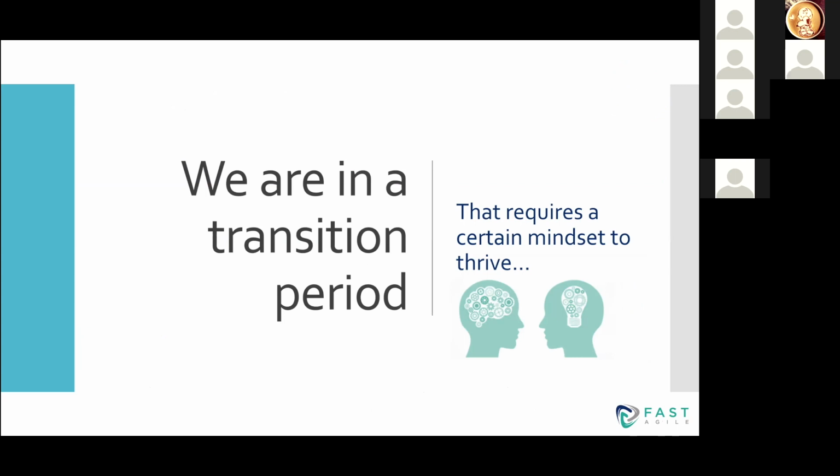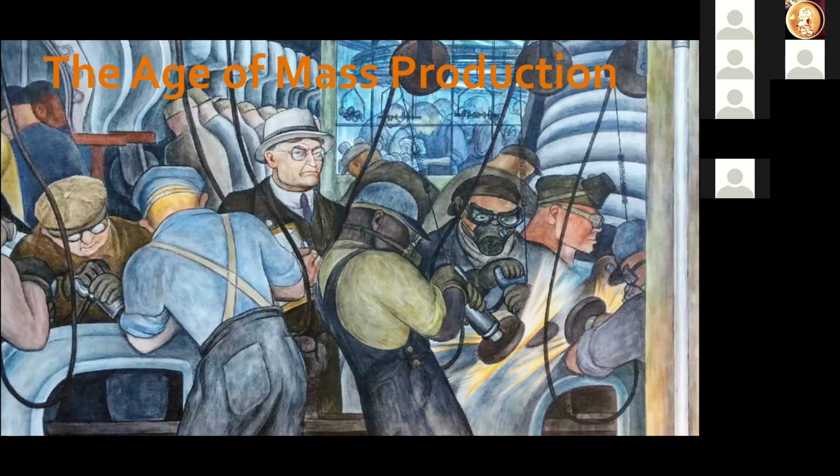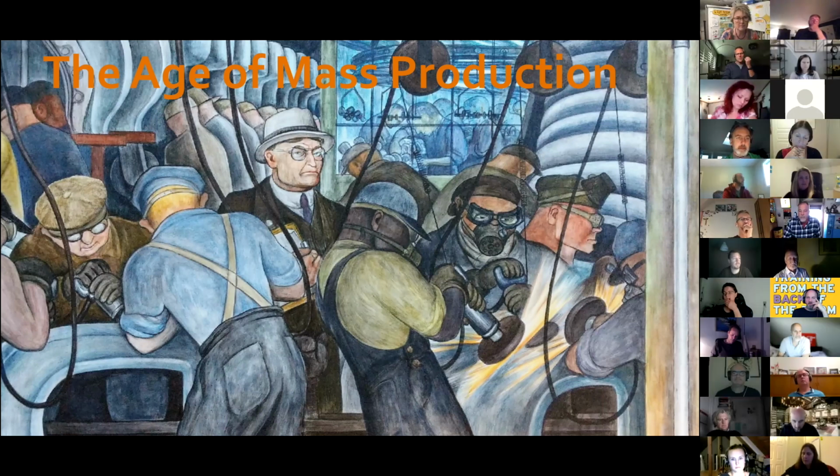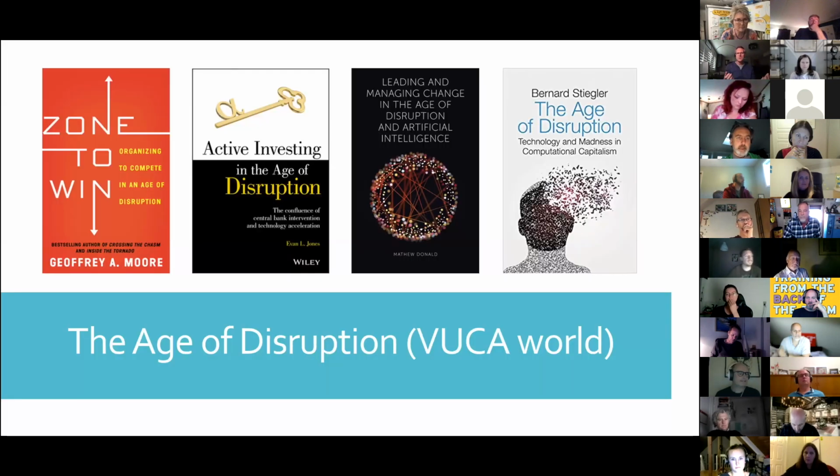And that transition is we're going from the age of mass production, and this is the very Taylorist industrial age, post-industrial age, you know, the factory mindset, command and control, to the age of disruption. And these are just a handful of books. If you just go to Amazon, say Age of Disruption, bam, there are so many books on this right now.